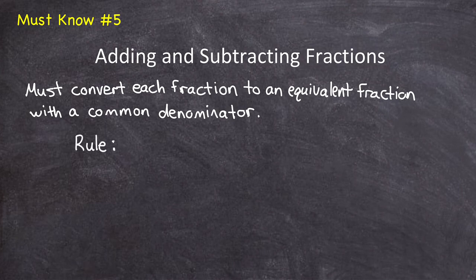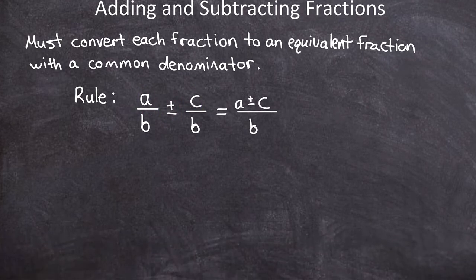if you have the fraction a over b plus or minus the fraction c over b, notice these fractions have the same denominator, the denominators are both b, the sum or difference would be equal to a single fraction where you keep that common denominator of b, and then you add or subtract the numerators. So you'd have a plus or minus c. So let me show you how that rule works with a couple examples.